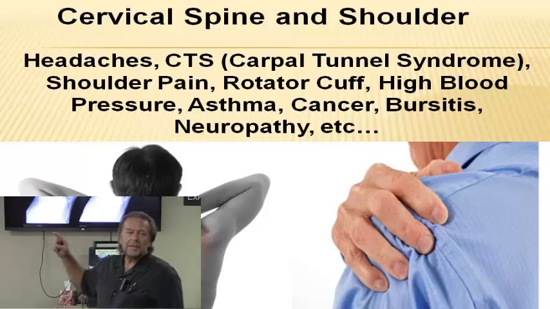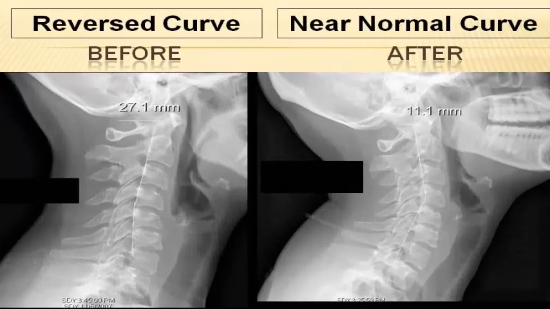Now, this is the side view on the right here of a normal curve in the neck. See, the body should be straight up and down from the front and should be curved from the side.